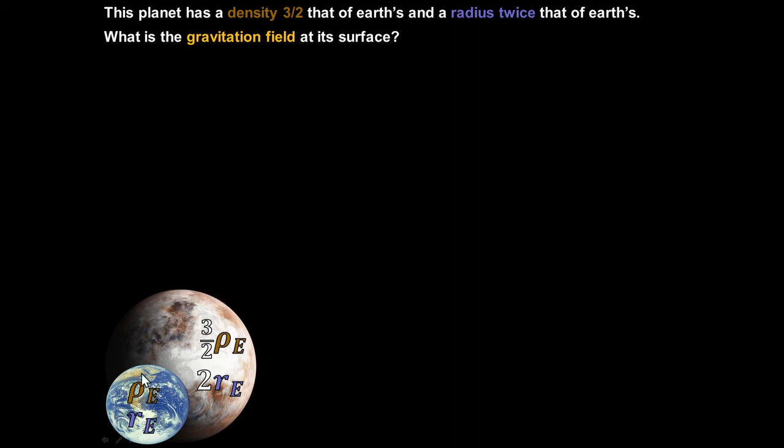So we have, it gave us the density, the Greek letter rho, the density of Earth, and the radius of Earth. The density of this planet is 3/2 the density of Earth, and the radius is twice the radius of the Earth. Okay, so we have to calculate the gravitational field. We need to know something about the force and something about its mass. It didn't give us force and it didn't give us mass. It just gave us density and radius. So we have to pull in other ideas here.